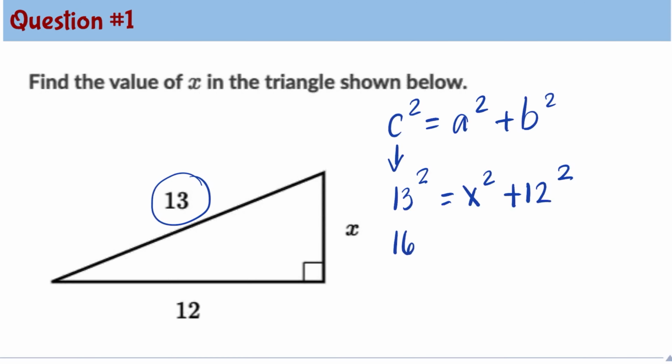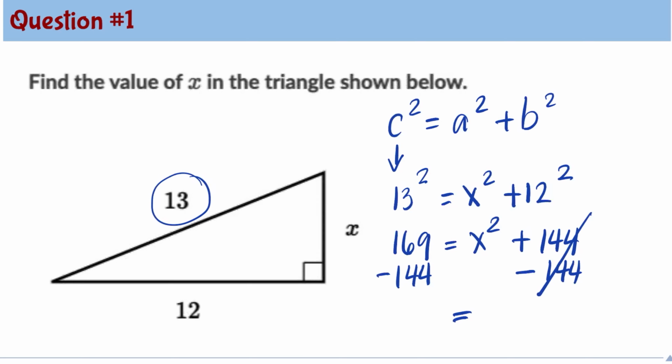13 squared is 169. And 12 squared is 144. So now we need to subtract 144 from both sides so we can isolate the variable x. Now this becomes 0. 169 minus 144 is 25. And then we have x squared. If x squared is equal to 25, what will be the x value? Square root of 25, right? Which is 5. Because you need to get the square root of 25 and the square root of x squared. So x is equal to 5.